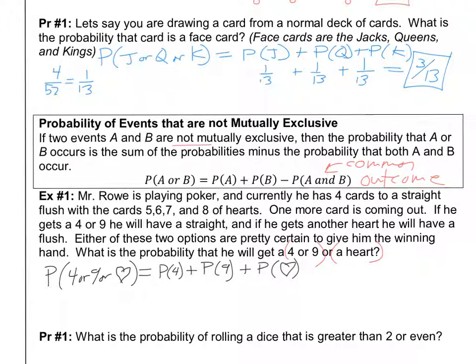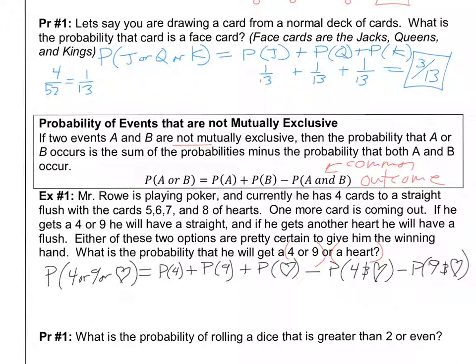So we have to subtract the probability of getting a 4 and a heart. And we also have to subtract the probability of getting a 9 and a heart. Now this looks pretty complicated, but it's actually not that bad because we know how many 4s there are in the deck. There's exactly 4 of them.